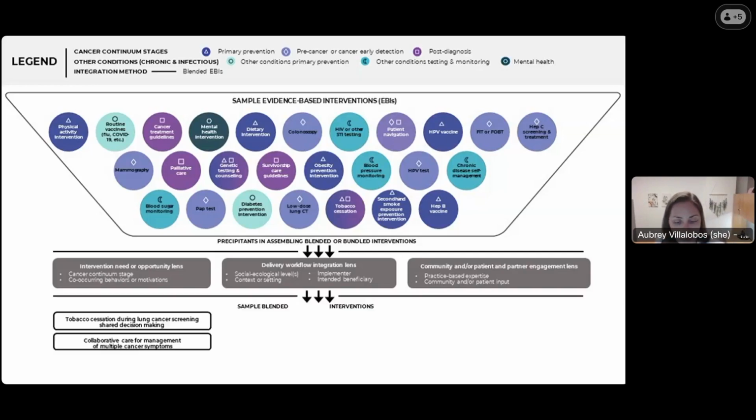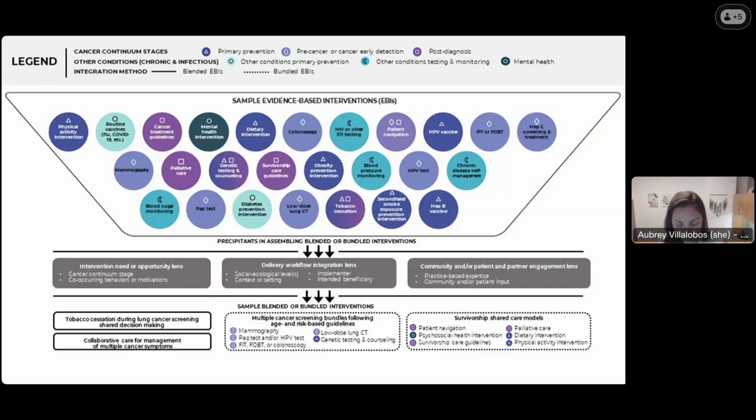So 2 examples of blended interventions include delivering tobacco cessation along with lung cancer screening shared decision-making as one example, and the second as collaborative care for management of multiple cancer symptoms like depression, pain, and fatigue. And we just saw an article came out and the Cancer Currents blog covered it earlier this month. Another example, developed through the systematic braiding technique, blends secondhand smoke exposure reduction and child maltreatment prevention interventions.